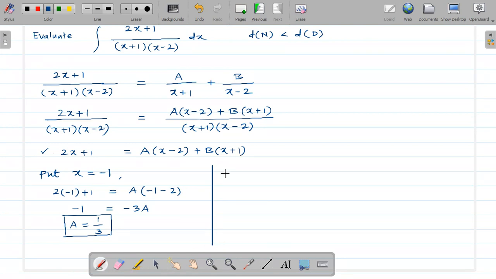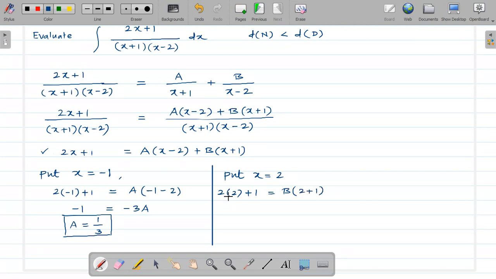So for that, see the factor with a is x minus 2. So if I put x is equal to 2, then a will get cancelled. So see here, 2 into 2 plus 1 is equal to, a will get cancelled, and hence you will get b into 2 plus 1.